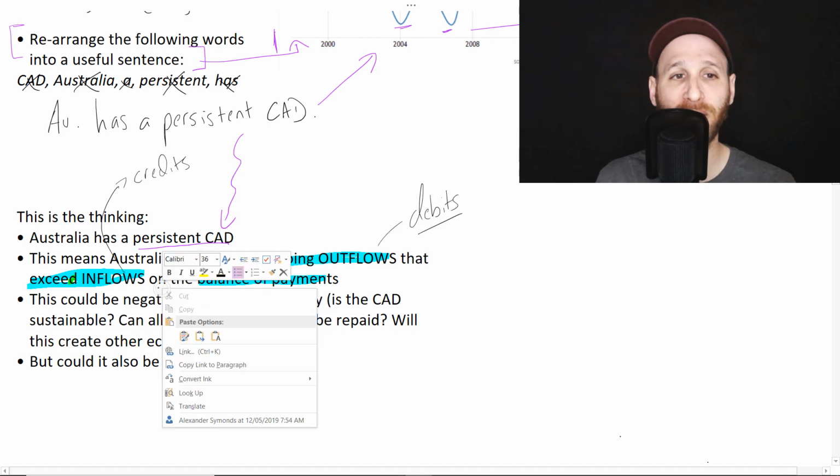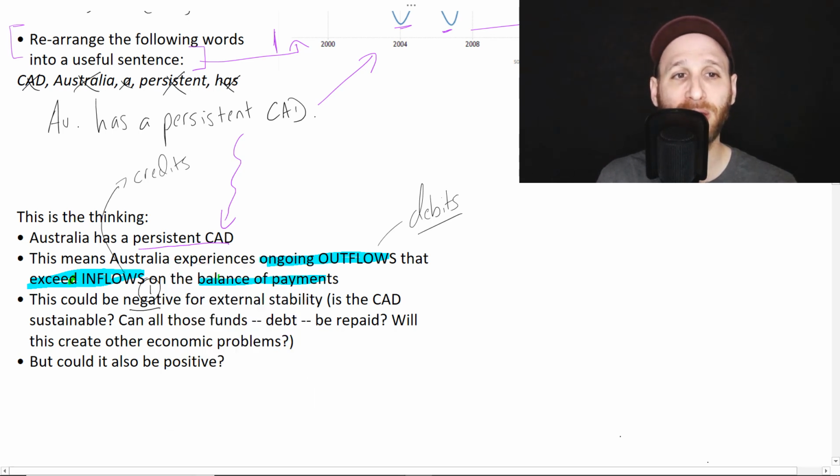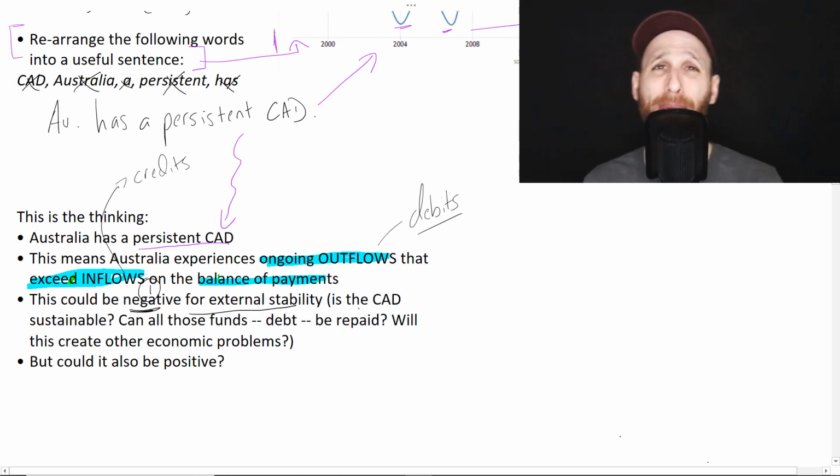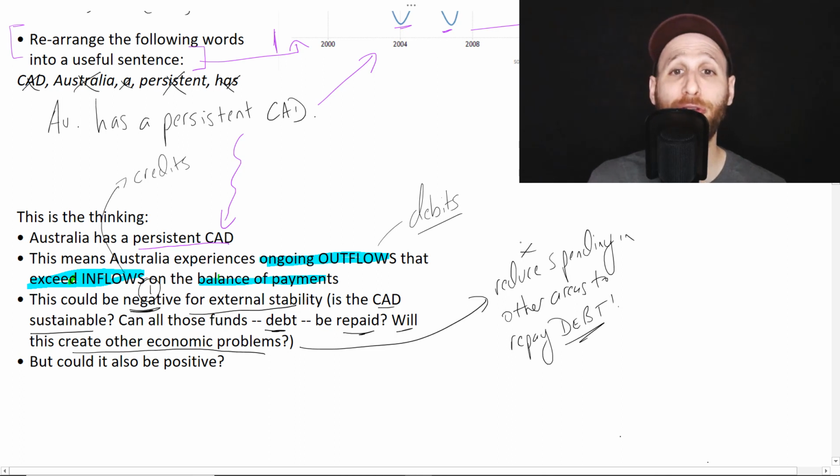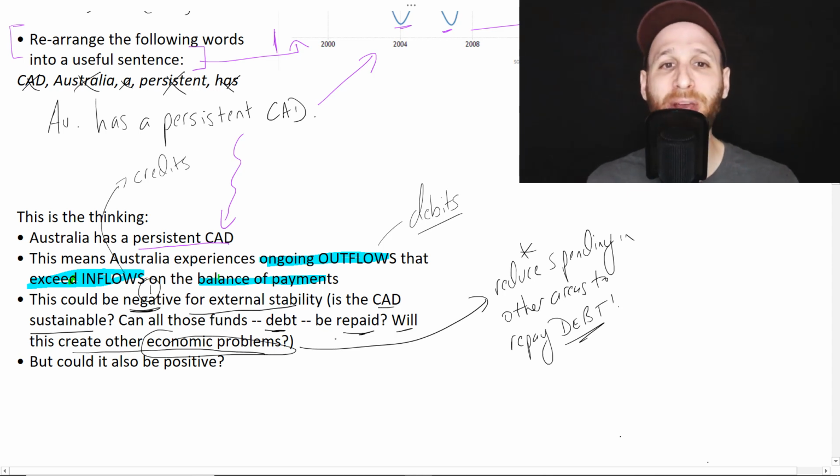Now, where we start to think about things is this idea here, that one view is that a CAD is a negative for external stability. It's a bad thing for external stability. And the questions we ask is the CAD sustainable? Can that debt actually be repaid to other countries, or will this create other economic problems? Do we as a government have to reduce spending in other areas just to repay debt? That's what I mean by other economic problems. Do we have to cut down on education or health spending because the CAD is out of control? So that's number one.